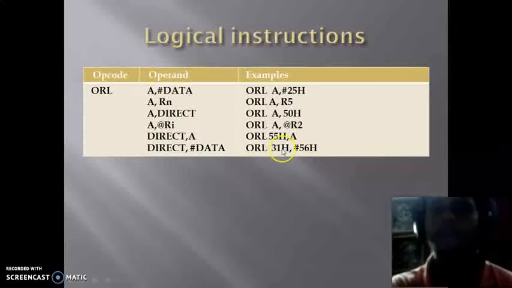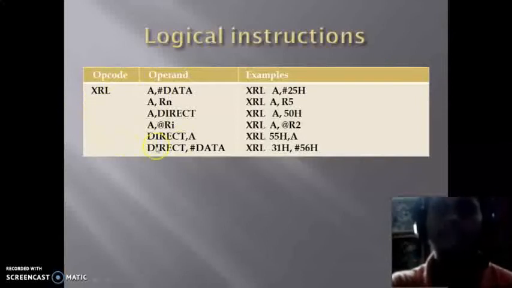So here the OR operation is performed between the content of 31H, which is a RAM location, and 56H, where we are directly providing the data. And we will get some effects on the flags. So that is the OR operation, and these are the different ways by which OR can be performed in the 8051 microcontroller. Now XRL operations are basically the same as AND or OR operations.